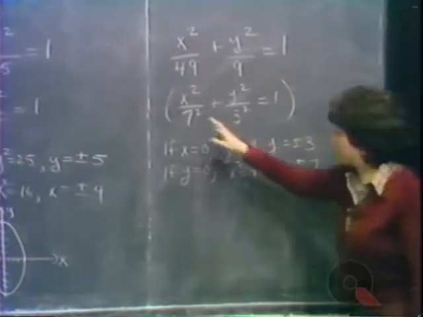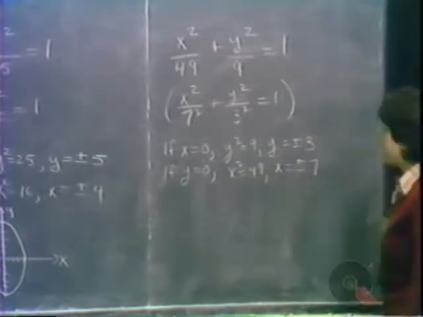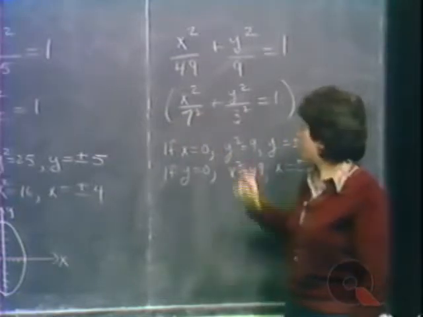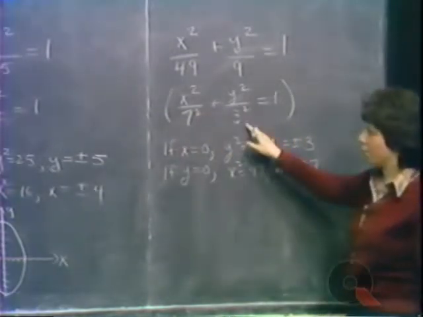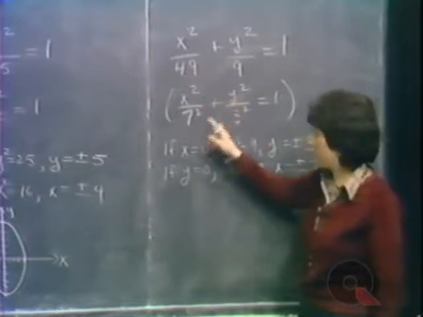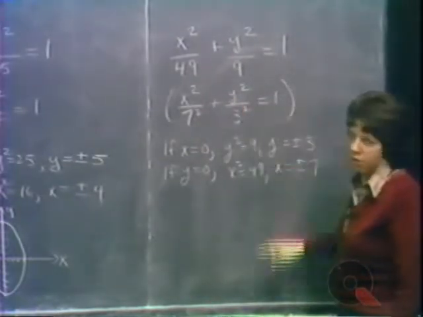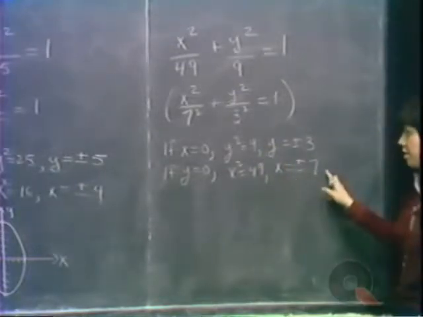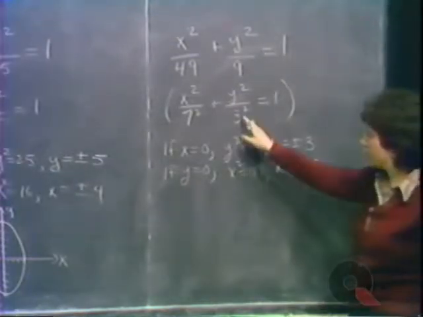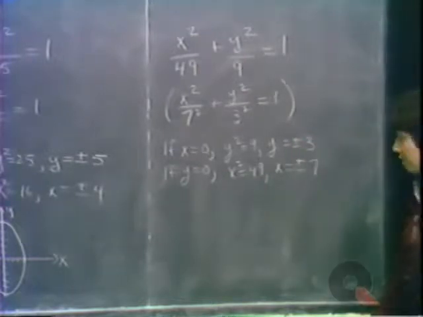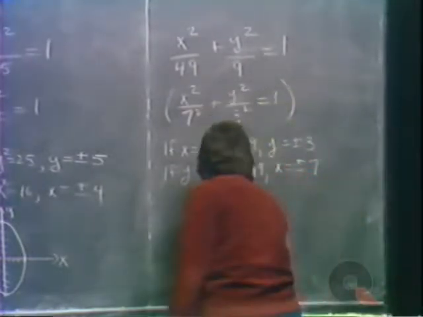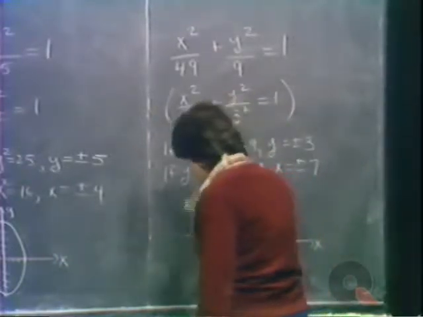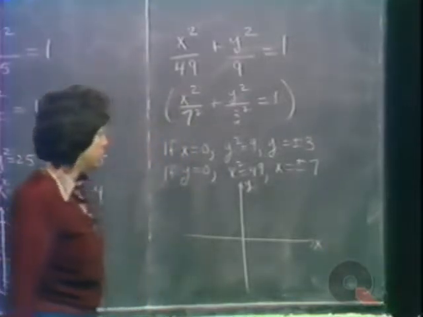Actually, you could work directly from here. It turns out that the x-intercepts are always going to be plus or minus a, and the y-intercepts will always be plus or minus b. Remember, it's x squared over a squared plus y squared over b squared equals 1. So plus and minus a, plus and minus 7 in this case, are the x-intercepts, and plus or minus 3 are the y-intercepts. Once again, let's put down the 4 intercepts, and since we know it's an ellipse, let's sketch an oval-shaped curve through these 4 points.